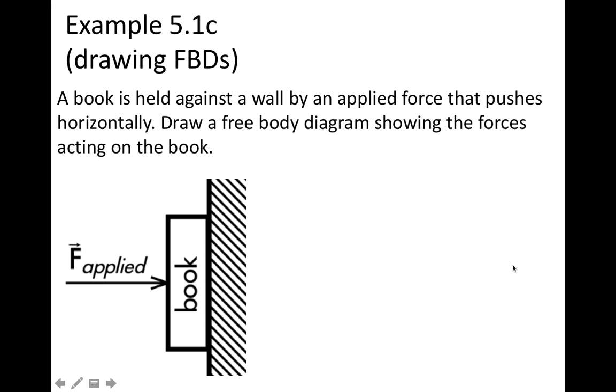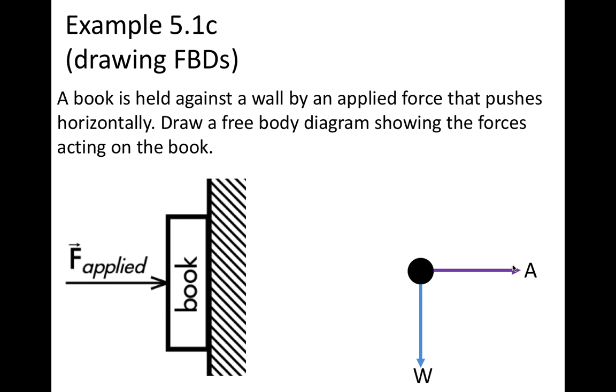All right, here we have a book that's held against a wall by some applied force that's pushing on it horizontally. We're again going to draw a free body diagram. Okay, so here's our book. And of course, we have that applied force pushing to the right on the book. You can see that in the diagram that was given. Of course, we have the weight force that acts down.